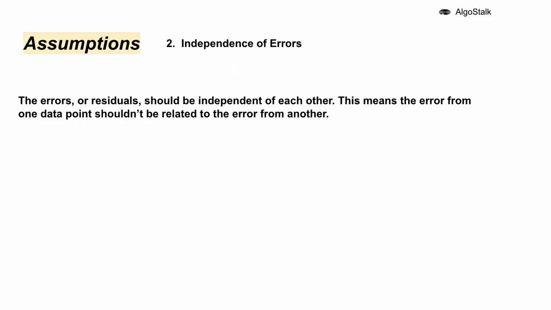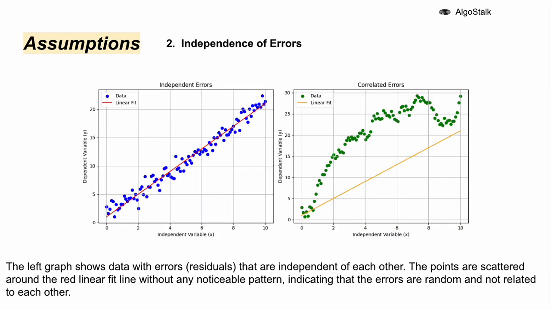The errors or residuals should be independent of each other. This means the error from one data point shouldn't be related to the error from another. The left graph shows data with errors that are independent of each other. The points are scattered around the red linear fit line without any noticeable pattern, indicating that errors are random and not related to each other.